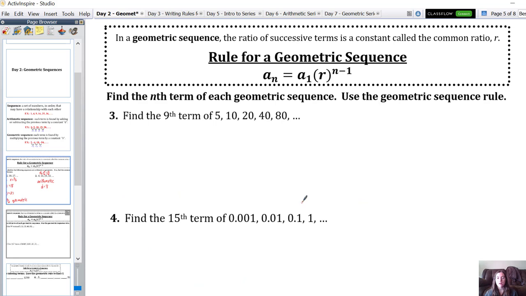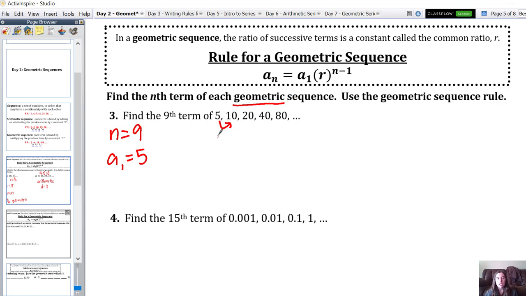Find the nth term of each geometric sequence. So we know these are geometric sequences, and we're going to use the geometric sequence rule. So to find the 9th term, that means our value of n is 9. We don't know r yet, but we do know a sub 1 is 5. So now let's find r. How do we get from 5 to 10? We know this is geometric, so we know we need to multiply by something.